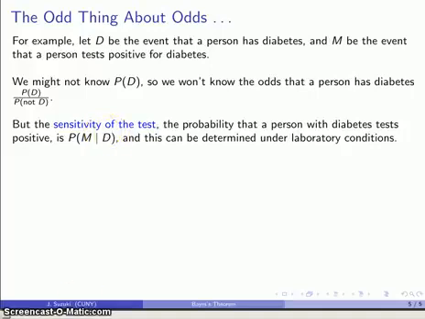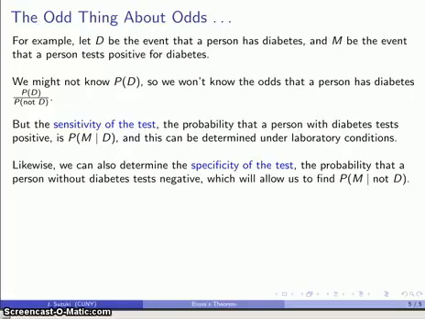What about the other component of the accuracy of a test? Well, that's our specificity, and that's the probability that a person without diabetes tests negative. So again, this is something we can find under laboratory conditions. We'll take a whole bunch of people who we know do not have diabetes, we administer the test to them, and we determine how often they have a negative result. And that frequency that they get a negative result is our specificity, and whatever's left over is this probability that they test positive, given that we know they do not in fact have diabetes. This corresponds to our false positives.